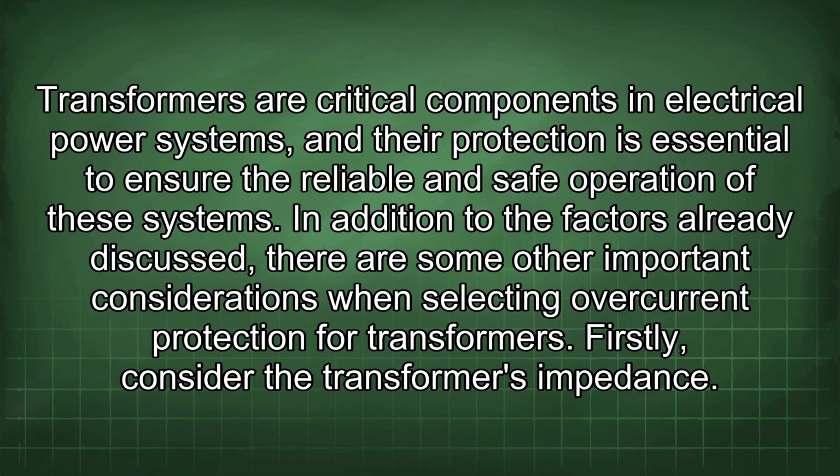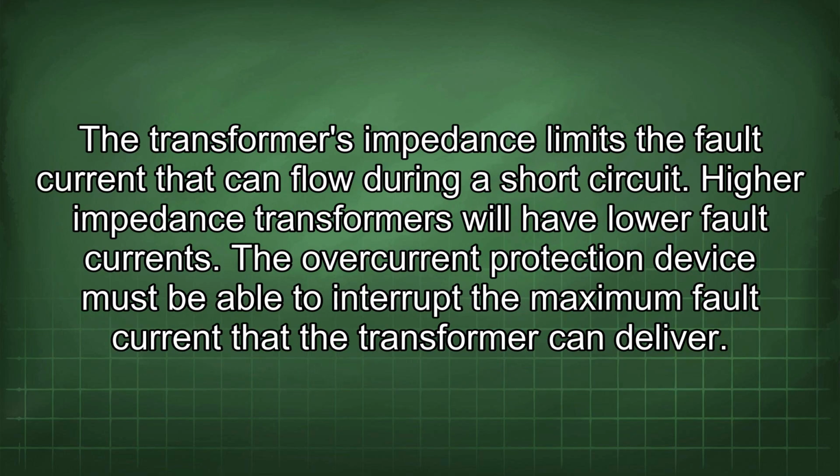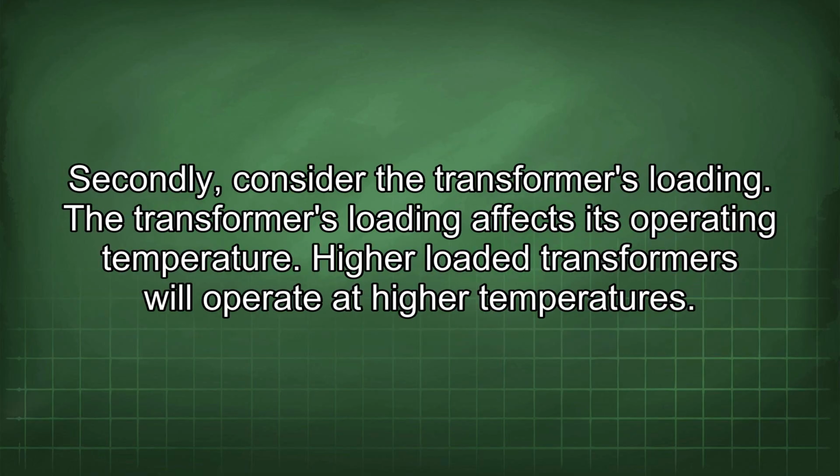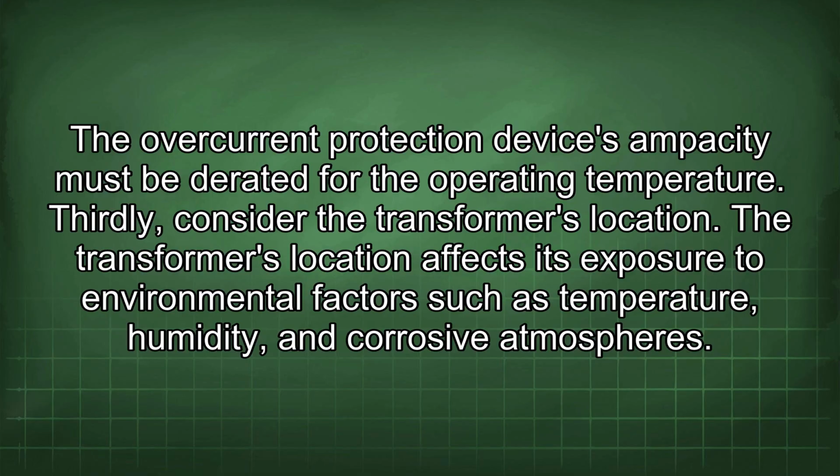Firstly, consider the transformer's impedance. The transformer's impedance limits the fault current that can flow during a short circuit. Higher impedance transformers will have lower fault currents. The overcurrent protection device must be able to interrupt the maximum fault current that the transformer can deliver. Secondly, consider the transformer's loading. The transformer's loading affects its operating temperature. Highly loaded transformers will operate at higher temperatures. The overcurrent protection device's ampacity must be derated for the operating temperature.